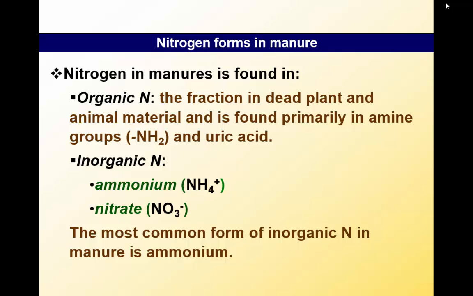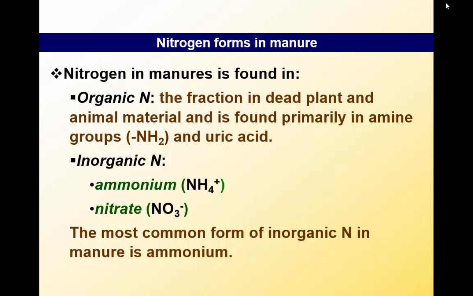Plants uptake ammonium and nitrate. They uptake mineral forms. If that nitrogen is still in a protein, they can't pull it in. It has to be released. It has to be mineralized. That's where that word mineralization comes from. You're turning something organic into a mineral form, which can then be uptaken by plants.